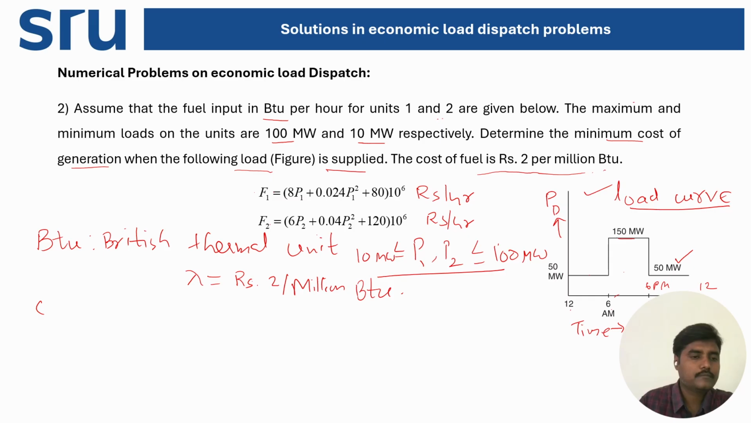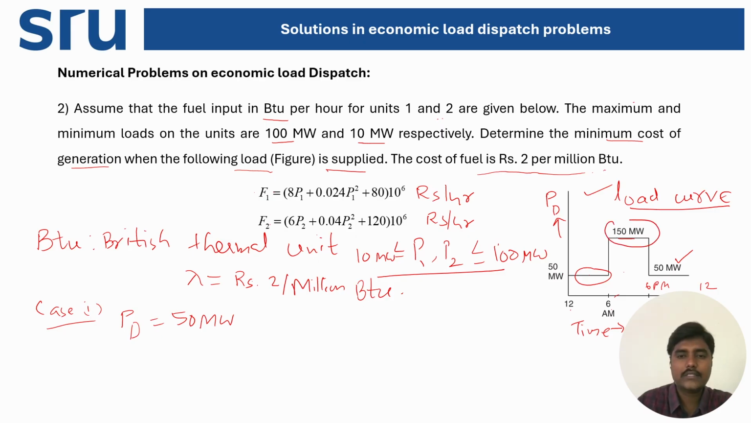So that means indirectly this problem has two cases. In case one, you have to consider this particular load demand, that is PD is equal to 50 megawatt. And in the other case, consider this increased load. Let us take that as case 2. In case 2, the power demand is equal to 150 megawatt. Now, if you can solve this problem for only one case, the other case will be similar, except the change is that the PD value is equal to 150 megawatt.